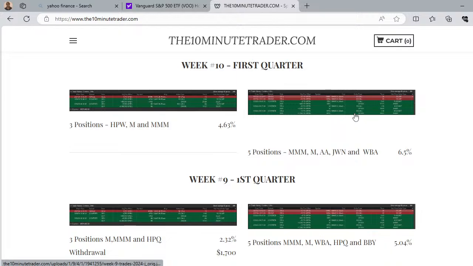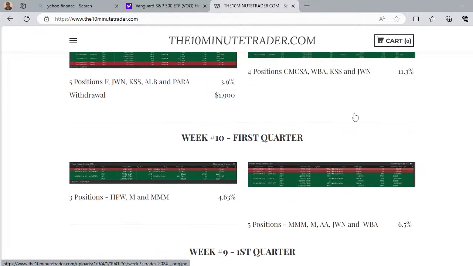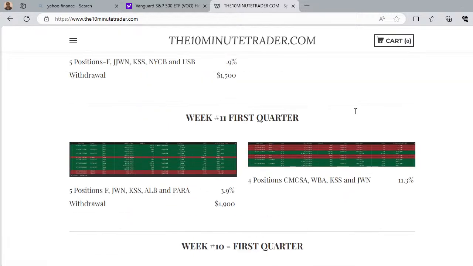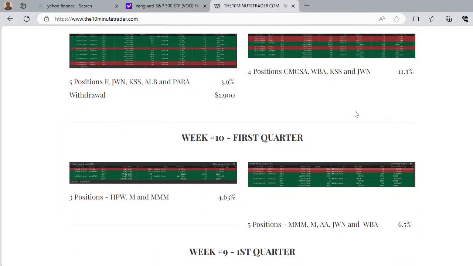Week number 10, still have 3M. All right, week number 10, I actually got my goal. So now I'm out of 3M. So what happened? I had 3M for what? 8 weeks? 9 weeks?